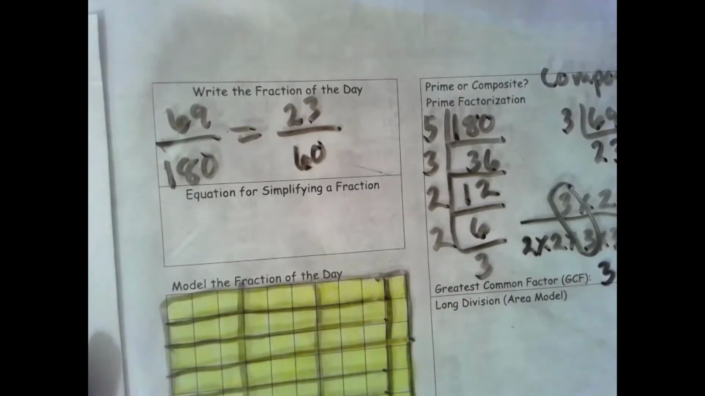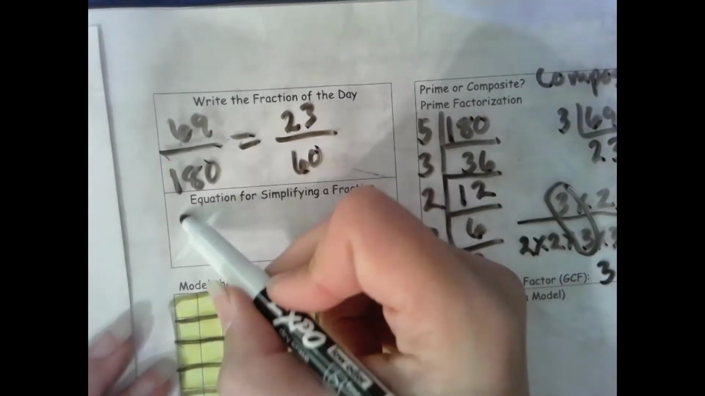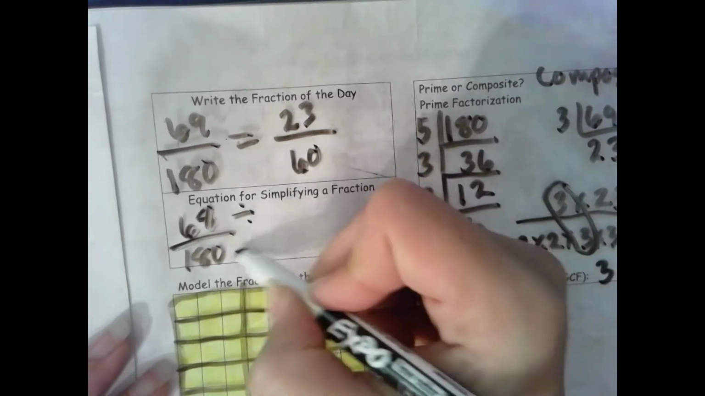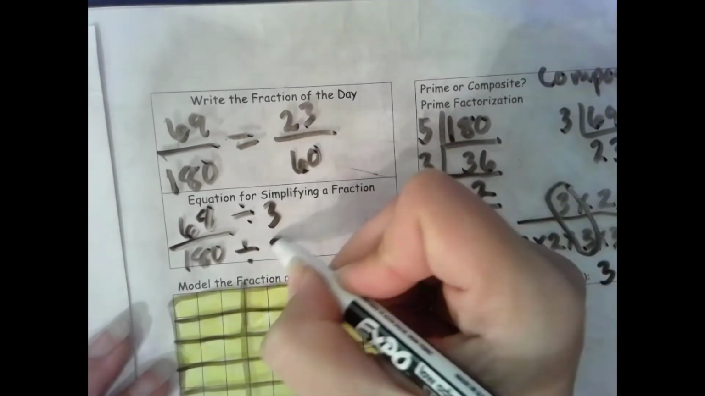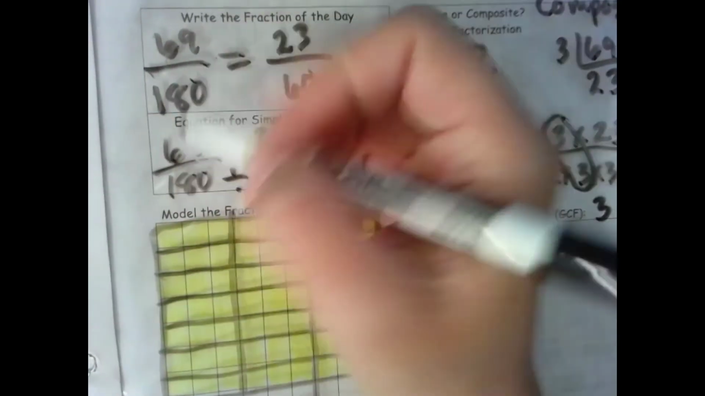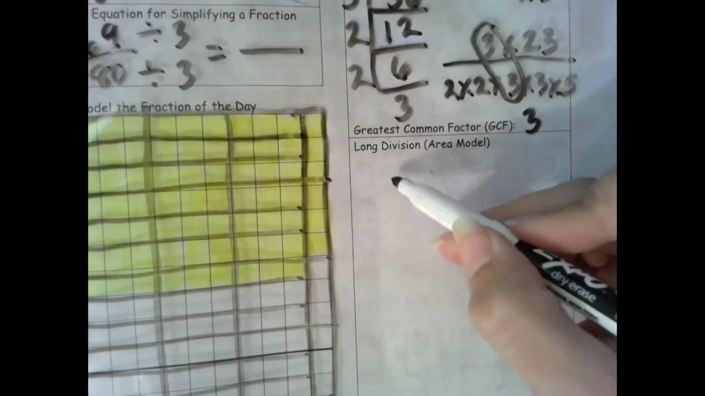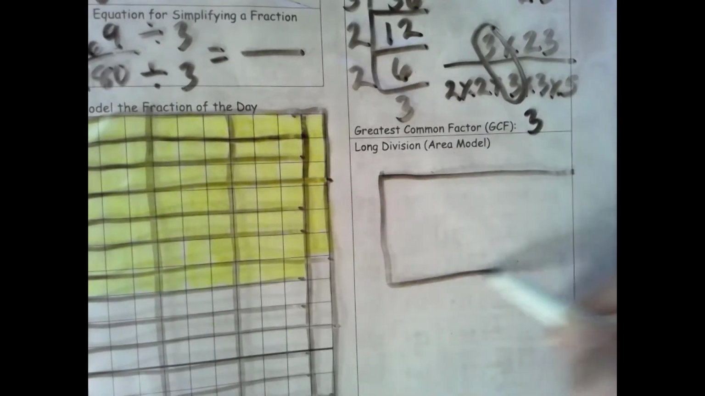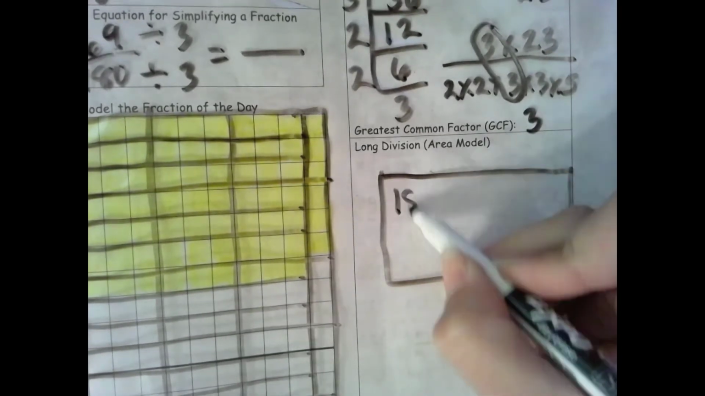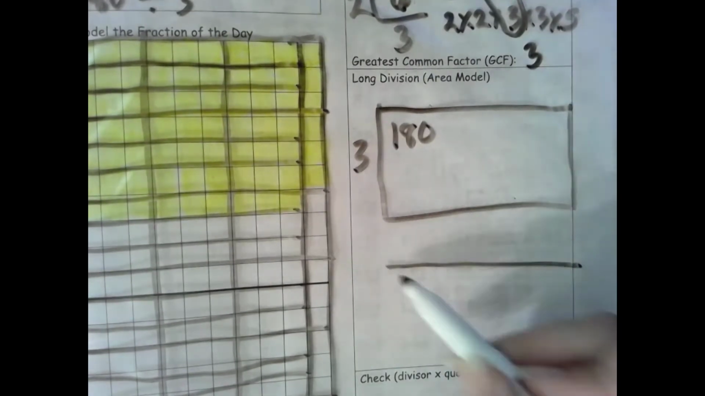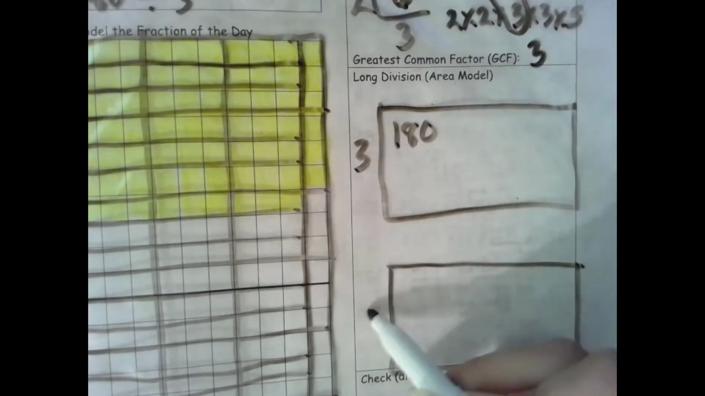Okay, so now that we've done our division with our model, let's go ahead and do the division with our algorithm, or repeated subtraction. That's also what's going on with division. We're subtracting out large groups. I don't know why I wrote 68 there. It should be 69. Okay, so we're going to subtract large groups of 3 out of 180. We're going to do the same out of 69.